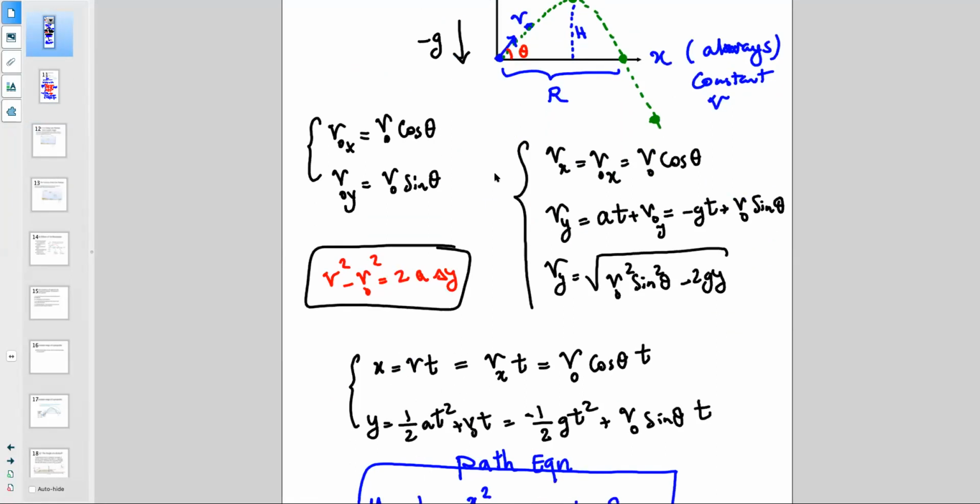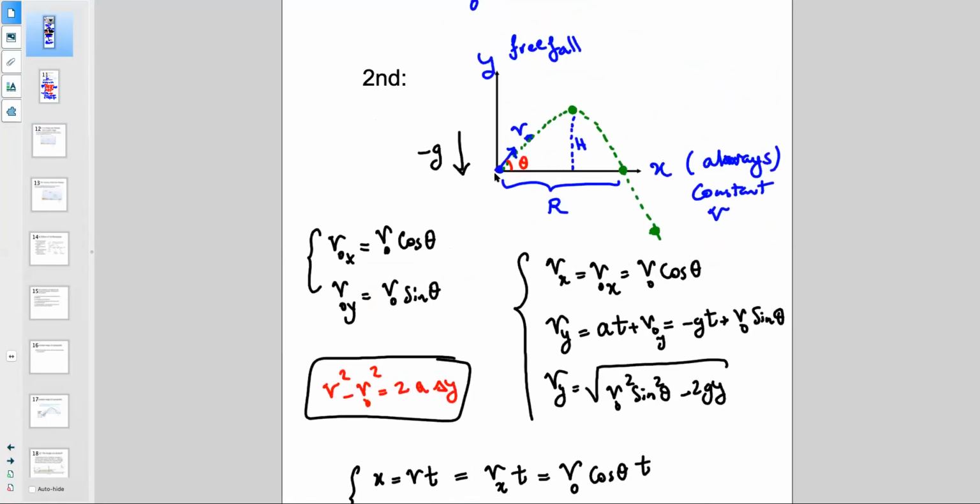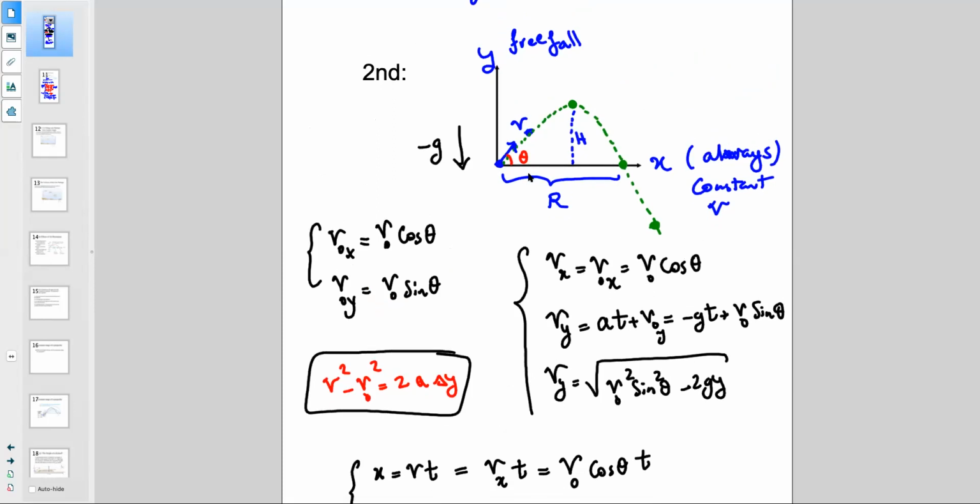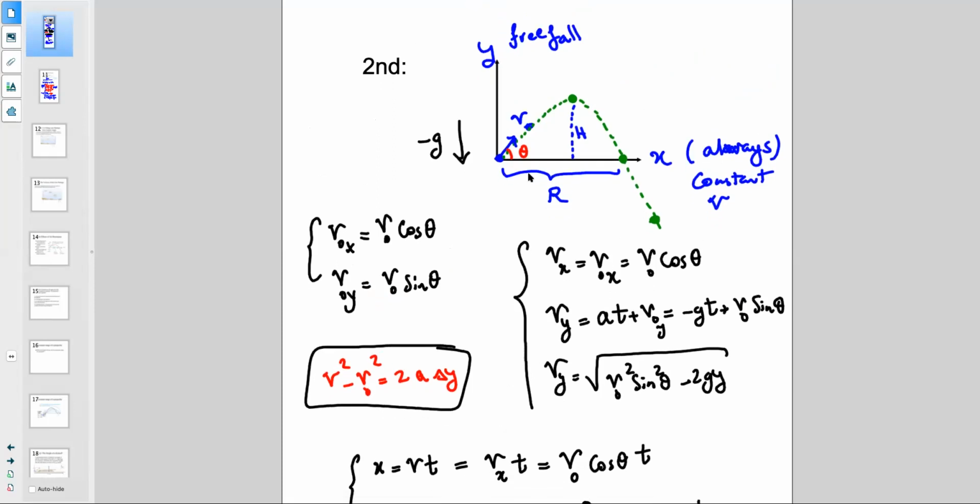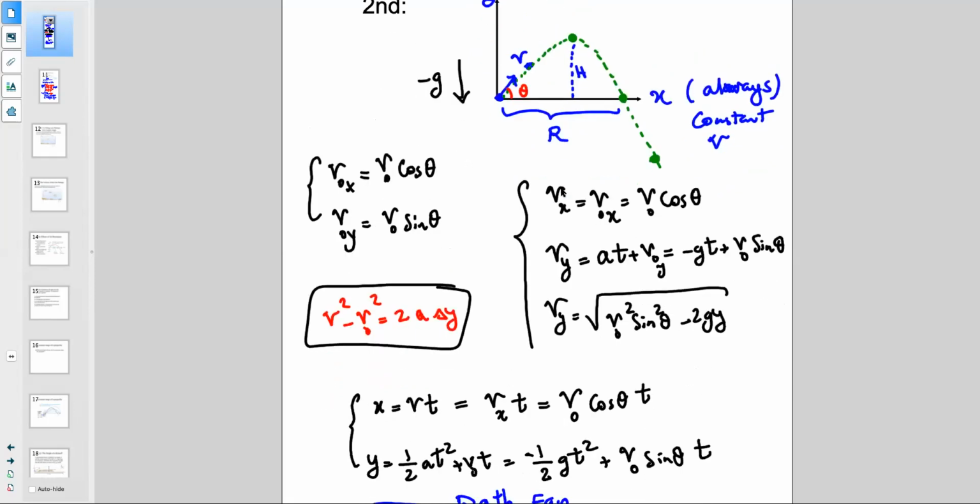And the second type was where we give it a little bit of an initial angle, or initially it was pointed at an angle of theta, which is non-zero. And we have two very important points in this second type: the maximum point, point H, and a range point, point R, right there. And these are the equations that we talked about.